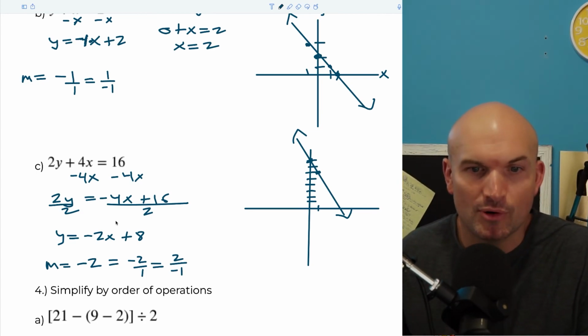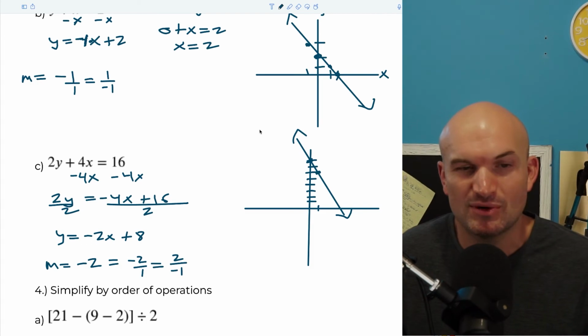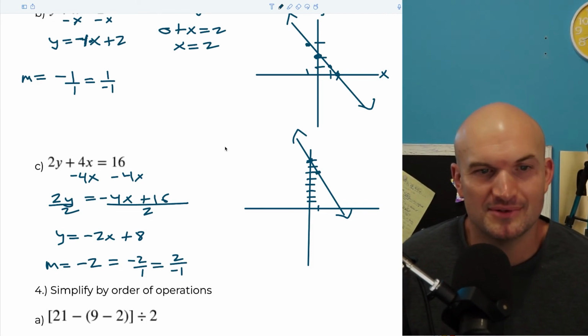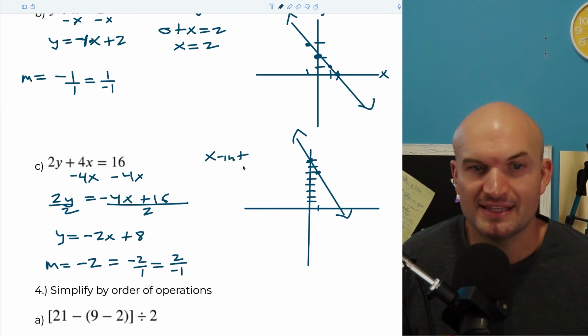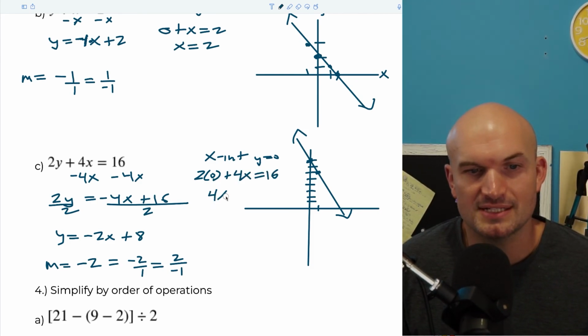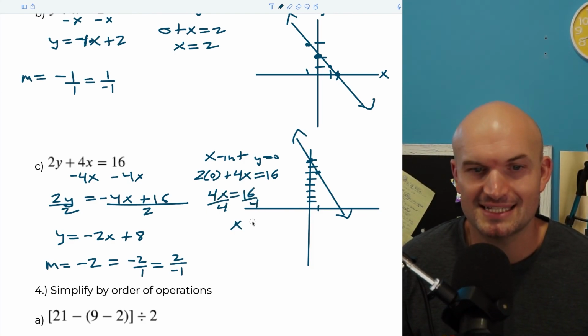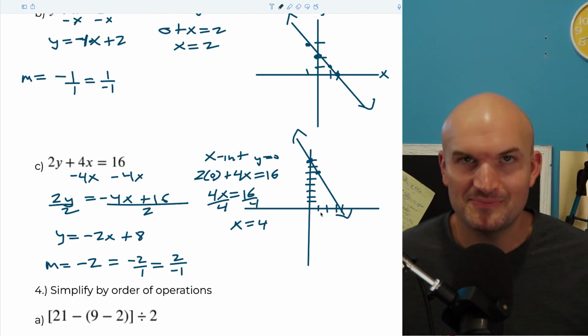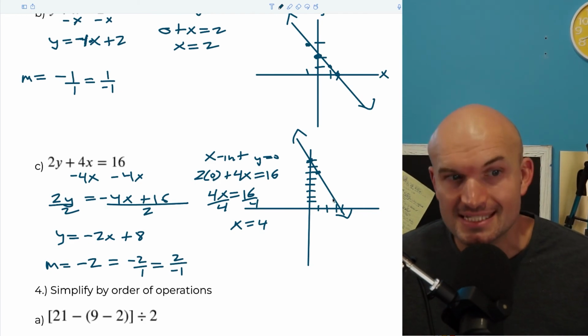So I think it's really important to recognize, actually, you know what? Let's just find what the x-intercept is. Let's just have a little fun. I wasn't planning on doing this. But how would we find the x-intercept? Again, x-intercept is when y equals 0, right? So let's do 2 times 0 plus 4x equals 16. So therefore, that's going to give us 4x equals 16. Divide by 4, right? Solve the equation. x is going to equal 4. So 1, 2, 3, 4. Looks like it could definitely be comparable, right? That makes sense, that works.